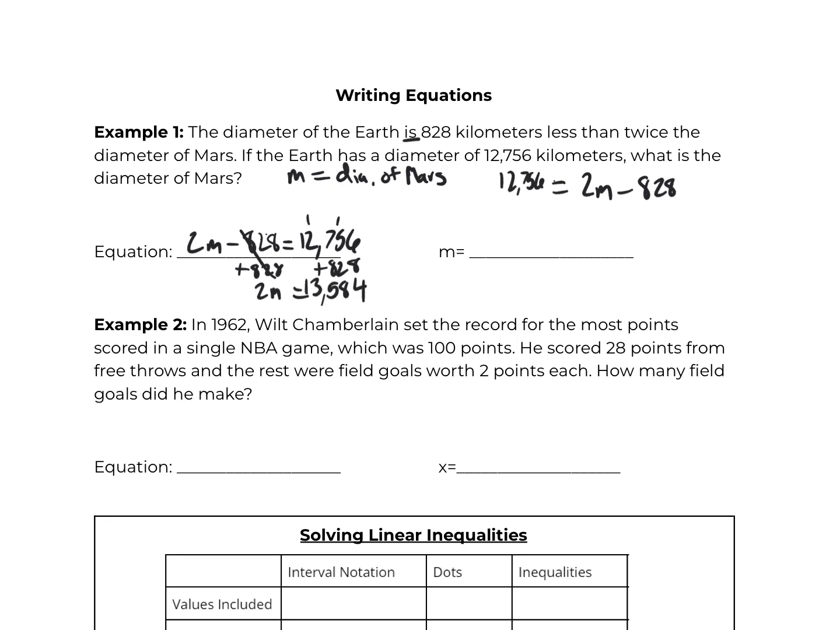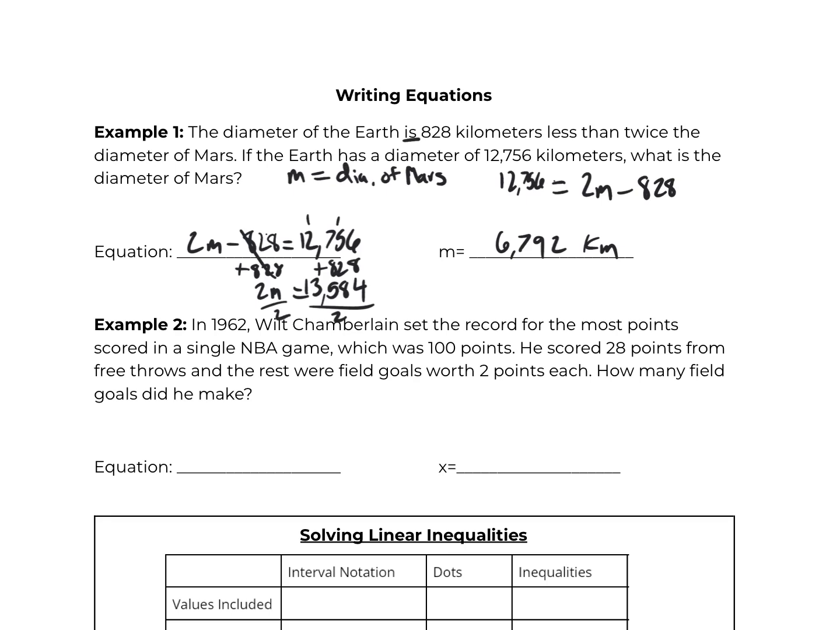So you get 13,584, and then I can divide that by 2 to get m by itself. Alright, so that's going to be 6,792 kilometers. Alright, so we have solved the equation.